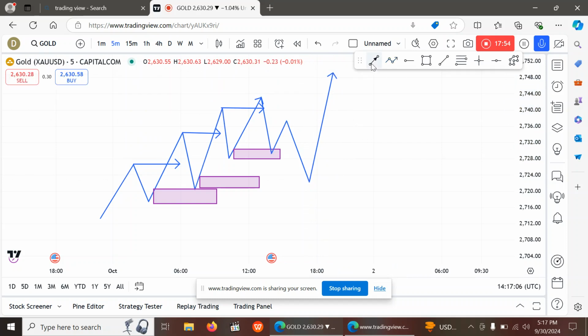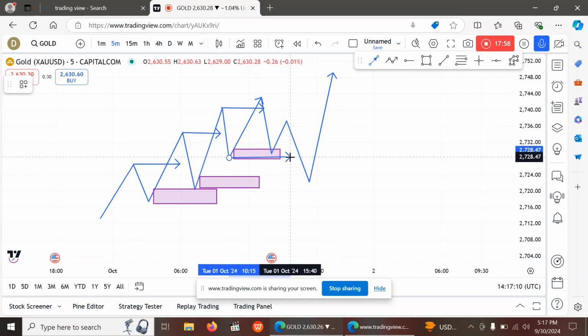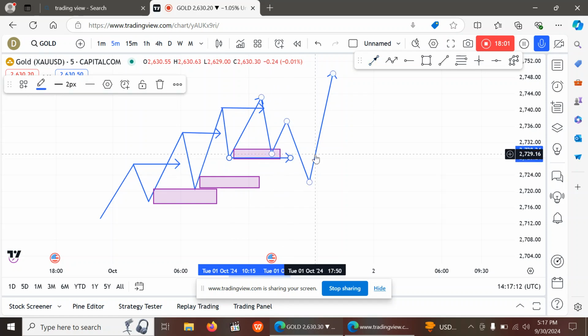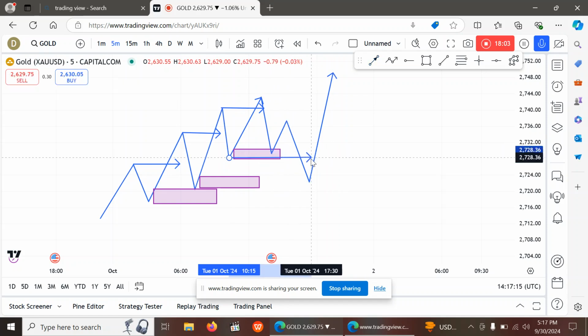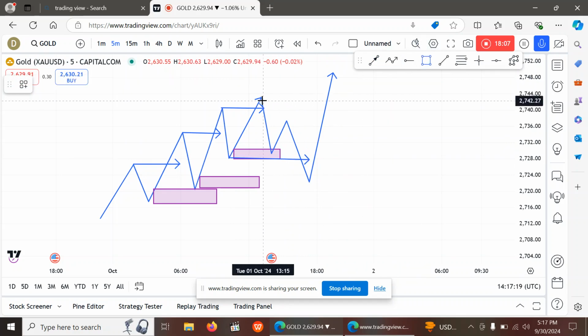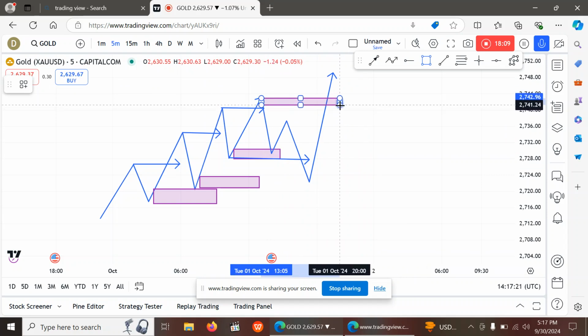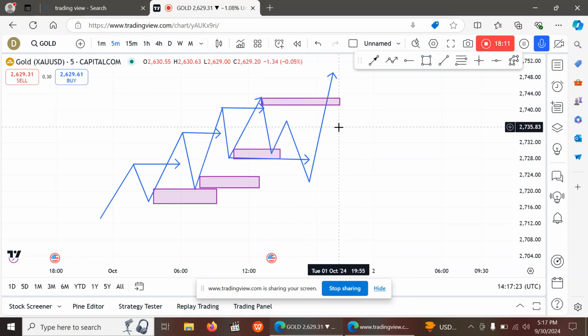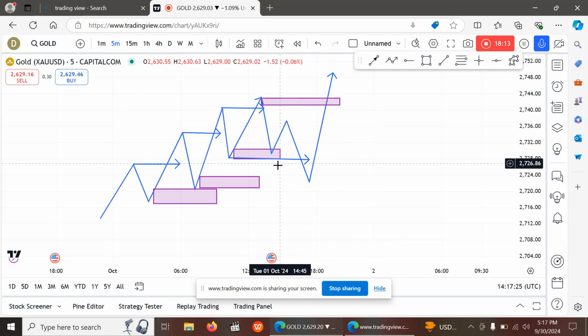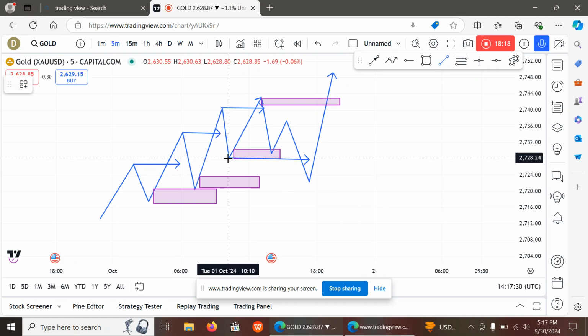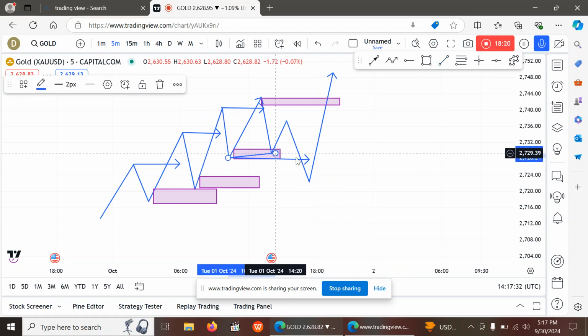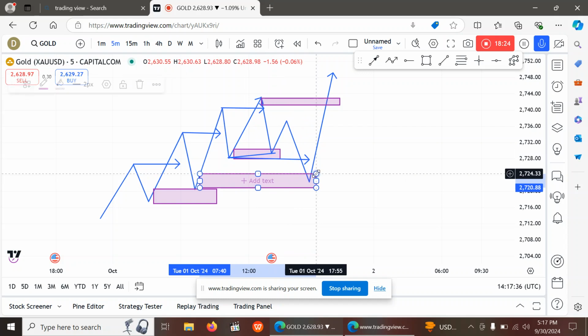A lot of people who do not know the liquidity concept will think this is a break of structure. Then after they place their entries here, they'll be hit, they'll be taken out very fast. This is just liquidity that the market generated, and it was taken out by this move, tapped on this point of interest, and it went to the upside.